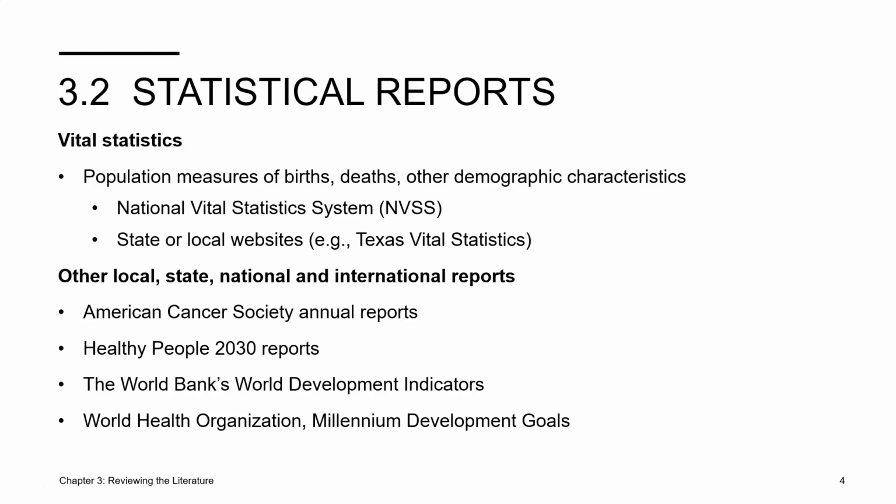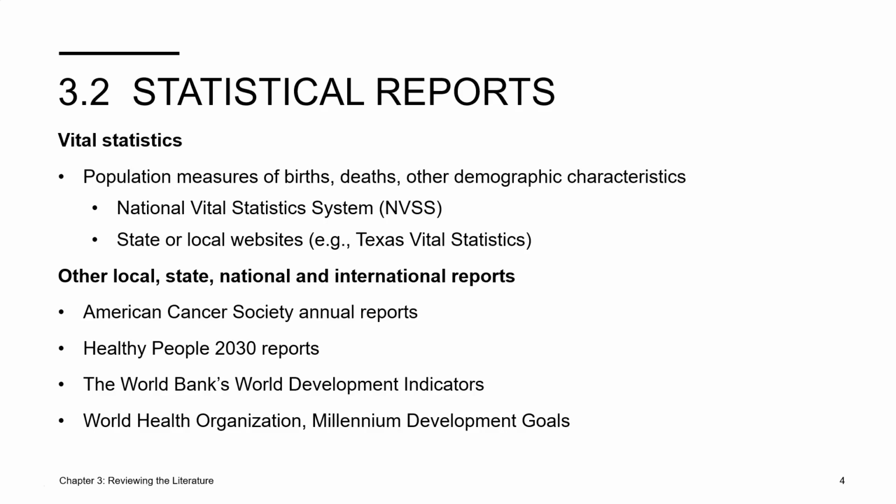Section 3.2 goes over statistical reports. These are reports that include things like vital statistics, so population measures of births, deaths, or other demographic characteristics. So an example of this would be the National Vital Statistics System, or it could be state or local websites. So for example, in Texas, we have the Texas Vital Statistics website that has information on births and deaths.